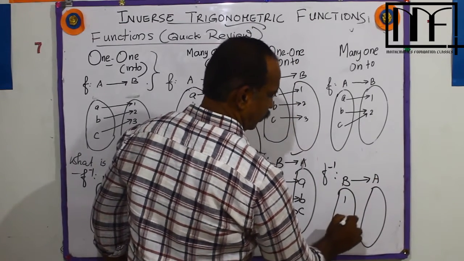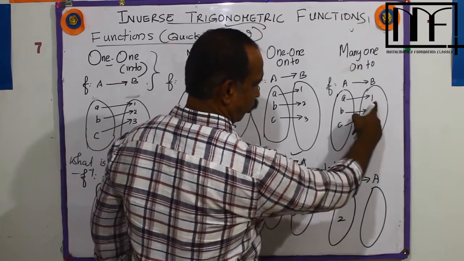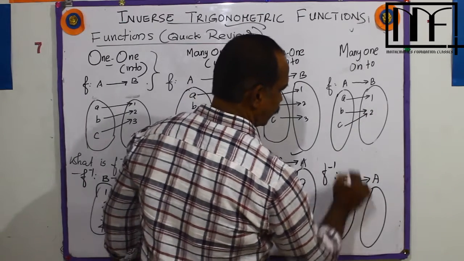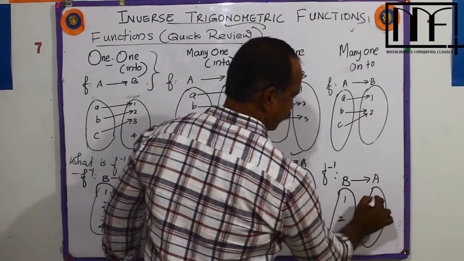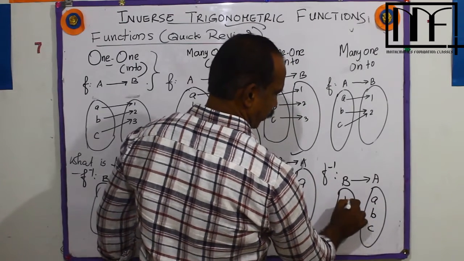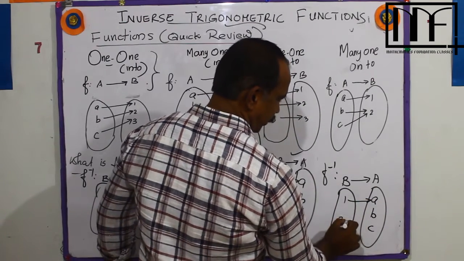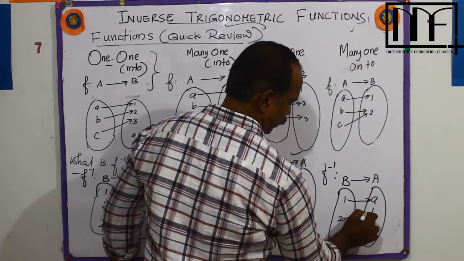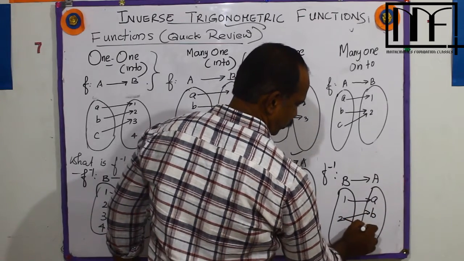And the 1, 2 elements of codomain. Now we will switch the domain elements A, B, C with the elements of the codomain. So 1 is related to A and B and C. 2 is connected to B and 2 is connected to C.